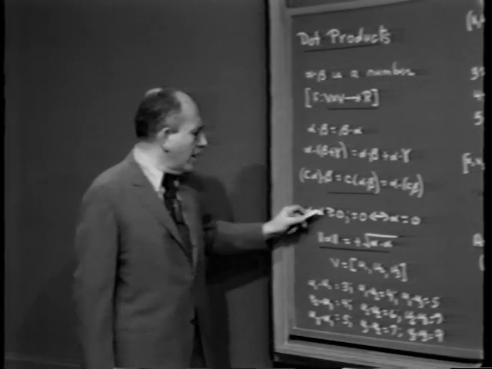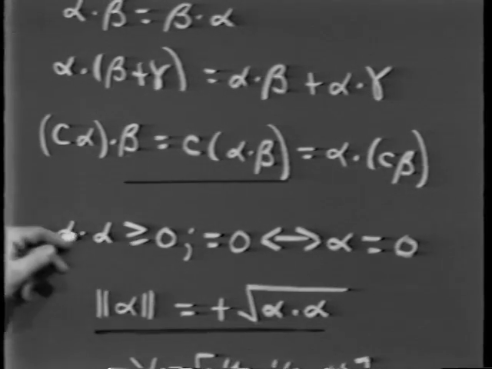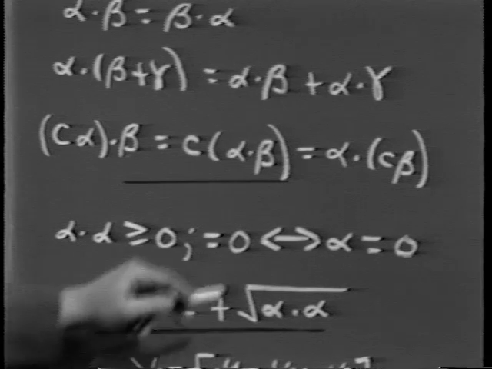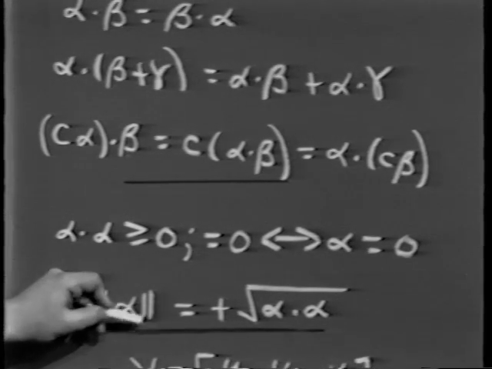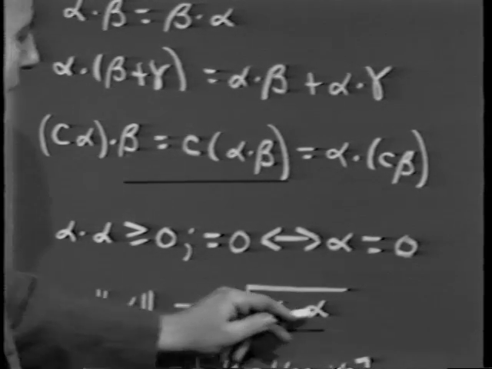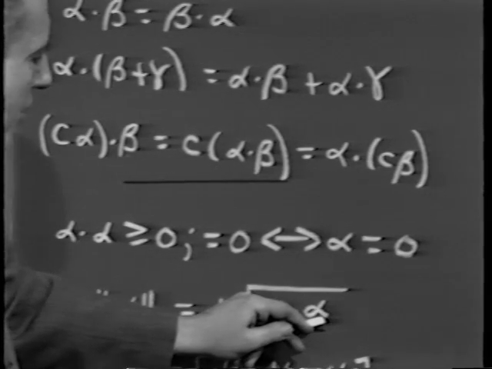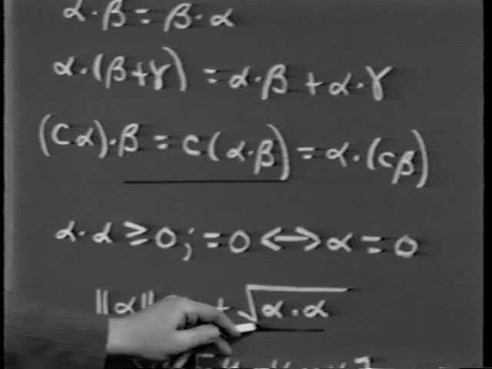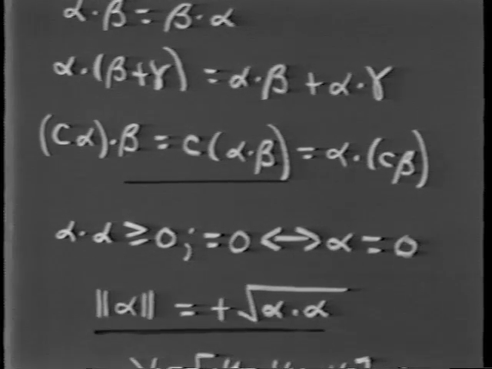But I did want to simply point out that once you know that you have a positive definite form, that alpha dot alpha is non-negative, then it makes sense to abstractly define the norm, or the length of alpha, to be the positive square root of alpha dot alpha. You see, this makes sense because you know that alpha dot alpha is a non-negative real number, hence it has a unique positive square root. And this is how we abstract the usual distance function.